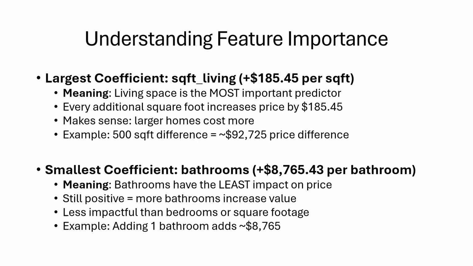Here's a slide of me explaining the features. So the largest coefficient was the square feet, meaning living space is the most important predictor for how much the house is going to cost. As I mentioned earlier, every additional square foot increases the price by $185, which makes sense because larger homes do tend to cost more. And then the smallest coefficient was the bathrooms. Bathrooms had the least impact on the price.